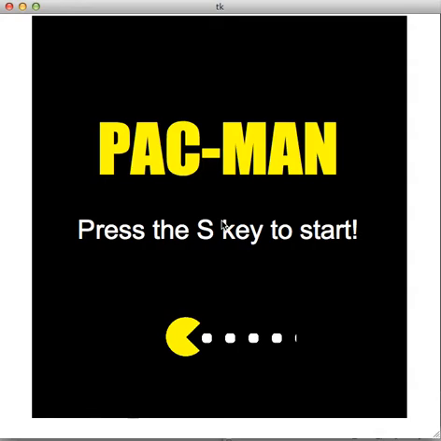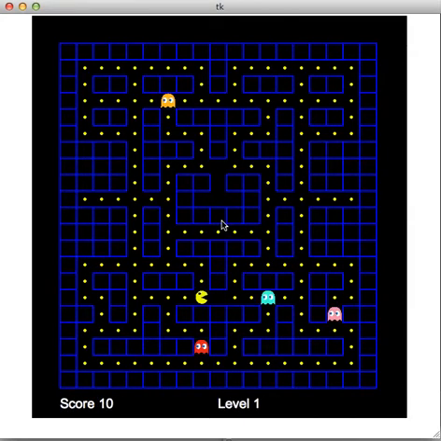This is my 15112 term project. For this term project, I decided to program the game Pac-Man with artificial intelligence. Here is the home screen, the first thing the user sees when the program begins running. You press the S key in order to begin the game.